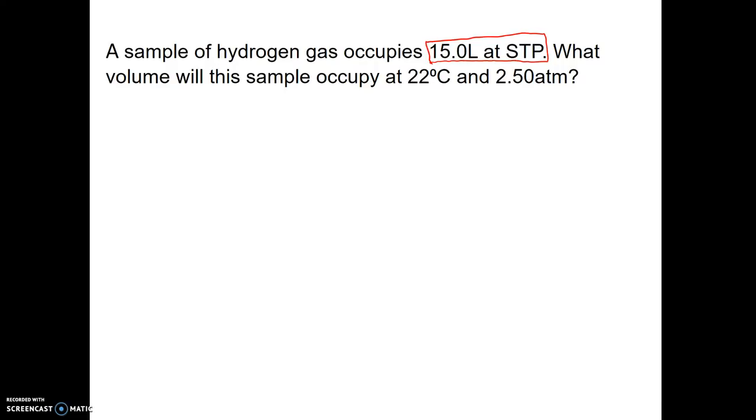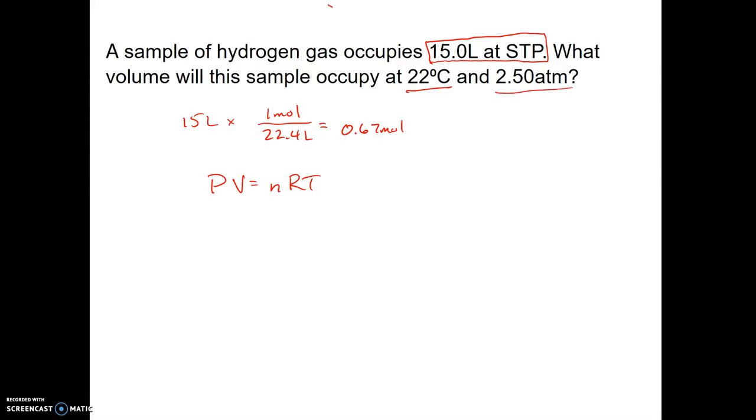And so if we go through and do that, we should do 15 liters, and then we'd multiply it by our 1 mole over our 22.4 liters, which should give us 0.67 moles of our gas. Now with that 0.67 moles of gas, we can go through and plug it into our ideal gas law, or PV equals nRT, because we know 22 degrees Celsius and 2.5 atm.